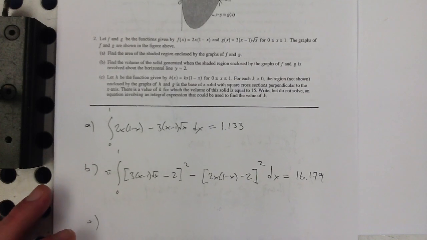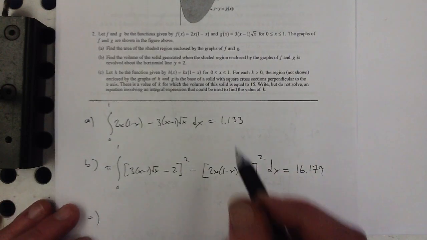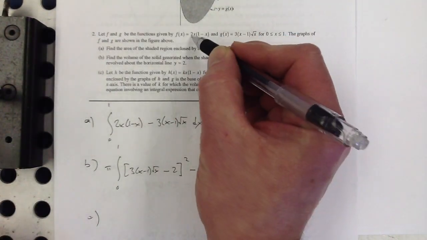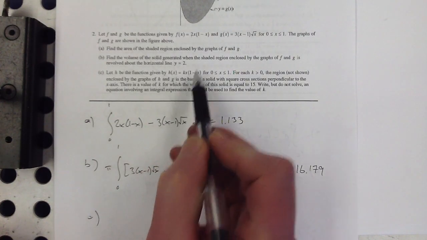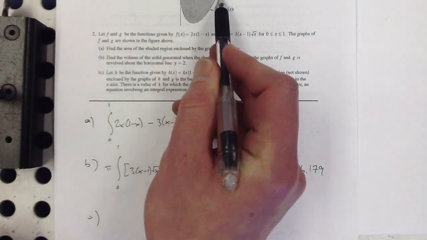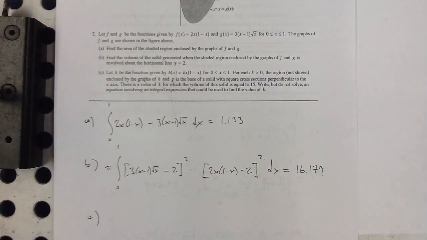All right, the last one. Let h be the function given by h of x is equal to kx times 1 minus x. For each k greater than 0, the region enclosed by the graphs of h and g. So it's almost like they've just tweaked this. Instead of making this a 2, they're just going to make it some value k. But notice that it still intersects at the same points, right? If you make that a k, it still has zeros 0 and 1.